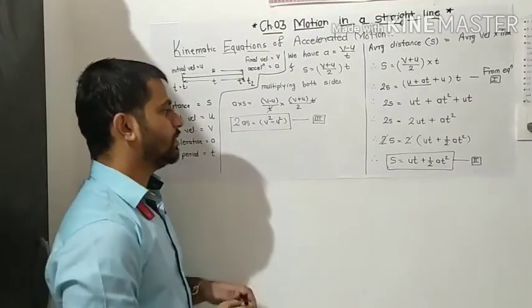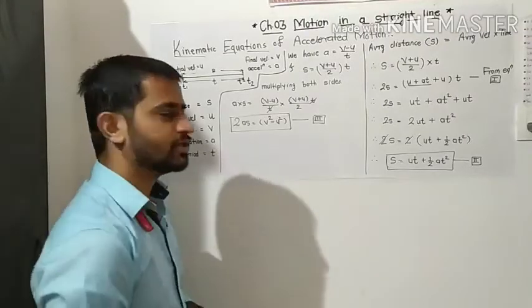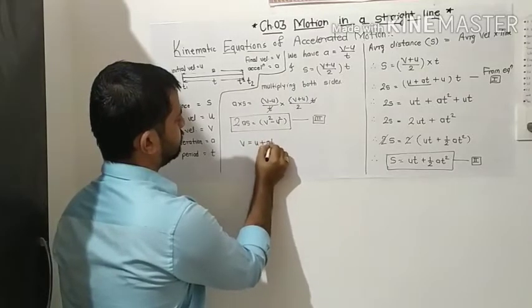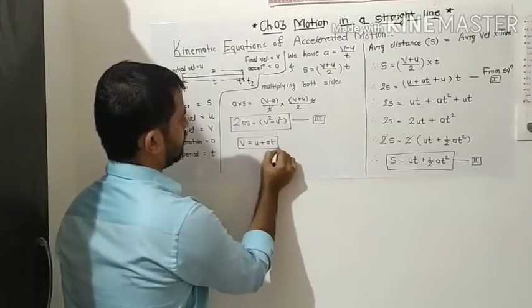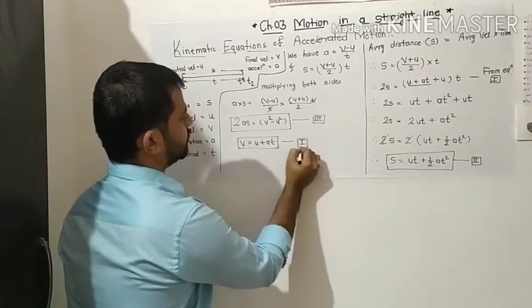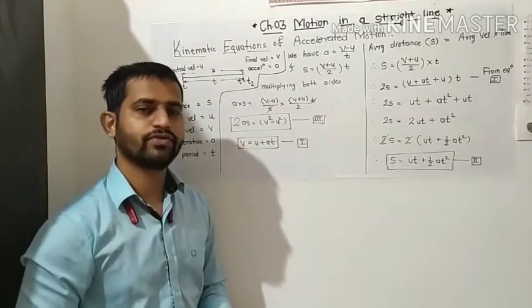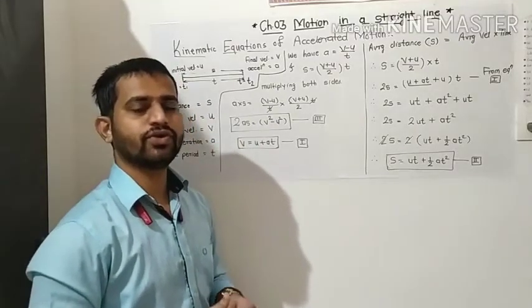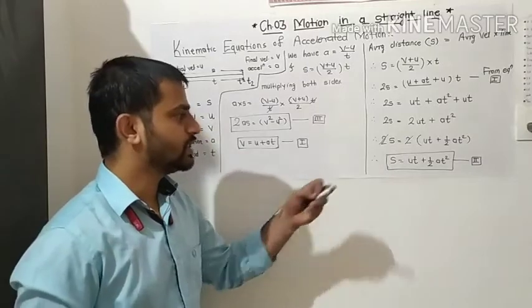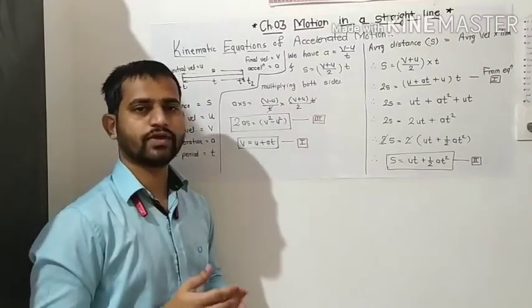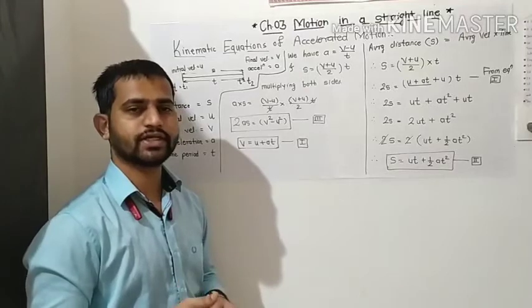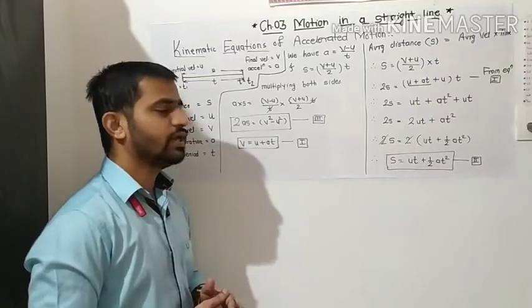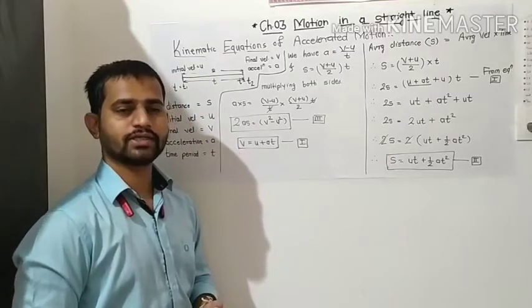Okay, so remember all the three kinematic equations. The first equation is v is equal to u plus at. Also remember the sequence, because we have to use these equations according to the sequence. Then the second equation is s is equal to ut plus 1/2 at square, and the third equation is twice as is equal to v square minus u square. These are the three very important kinematic equations for accelerated motion.